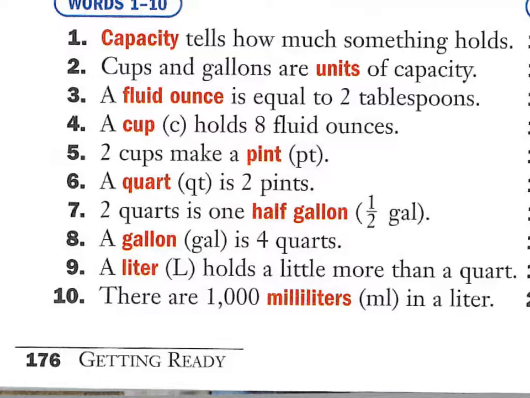A fluid ounce is equal to 2 tablespoons. A cup holds 8 fluid ounces. 2 cups make a pint.